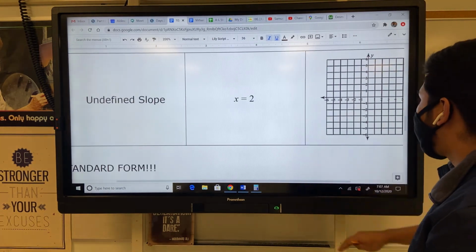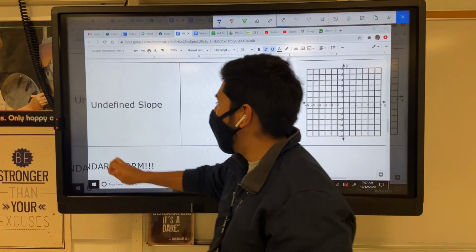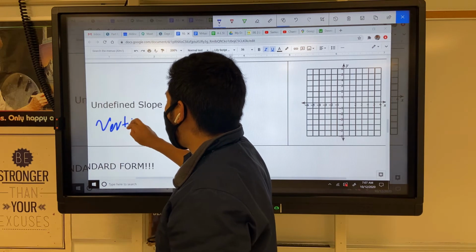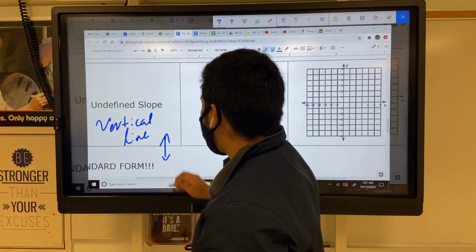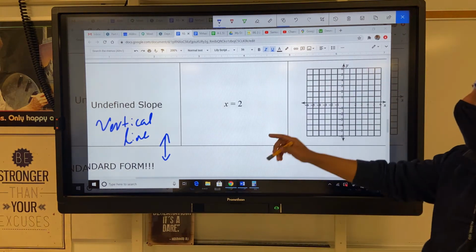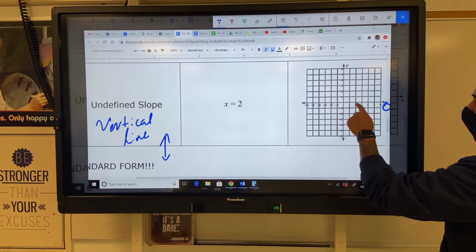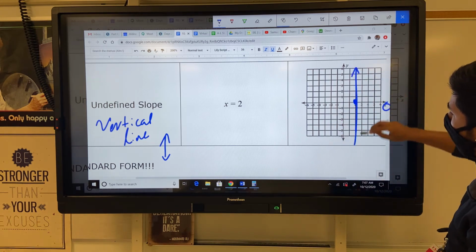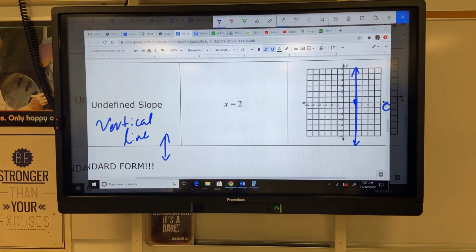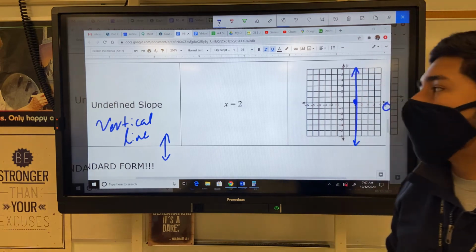Undefined slope. Undefined slope is a vertical line, which is up and down. Here we go to x at 2, which is right there. Put a point, and then we draw a beautiful line. Boom. Again, you could go to Desmos, put that in, you should be good to go, I promise.